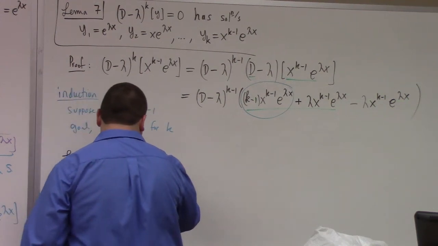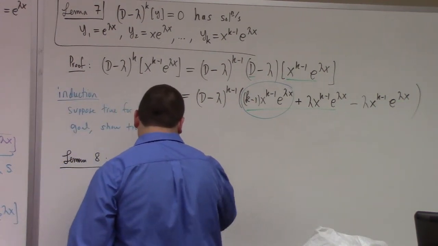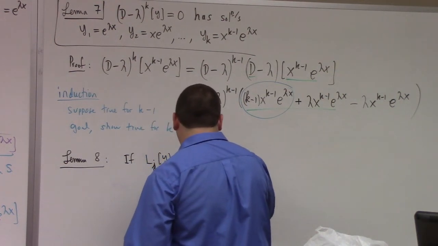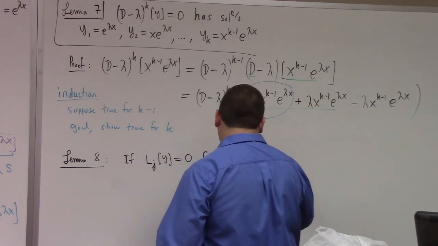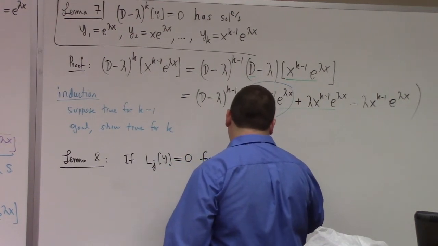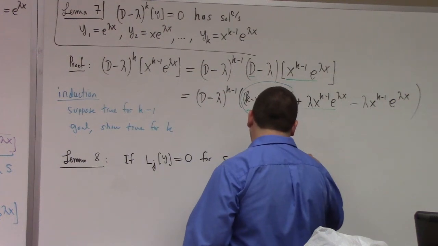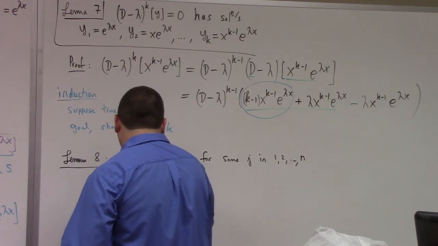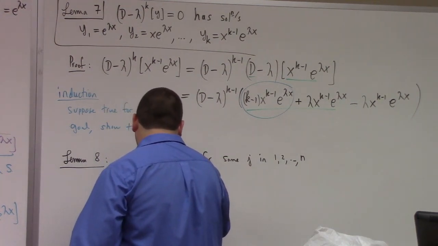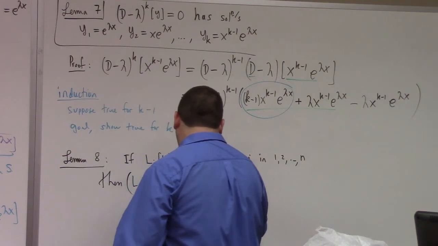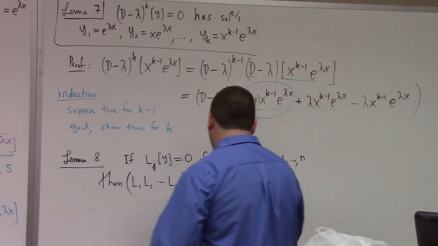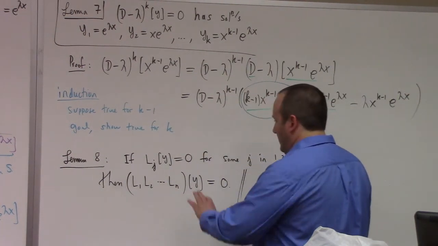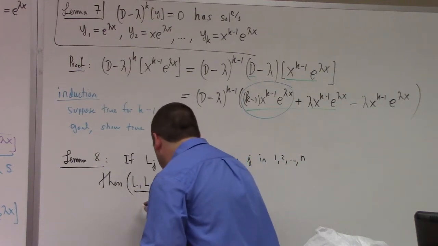If L sub j of y is equal to 0 for some j in 1, 2, let's say n, then L1, L2, up to Ln of y is equal to 0. Now here, the reason, and I want to assume that these are commuting operators.